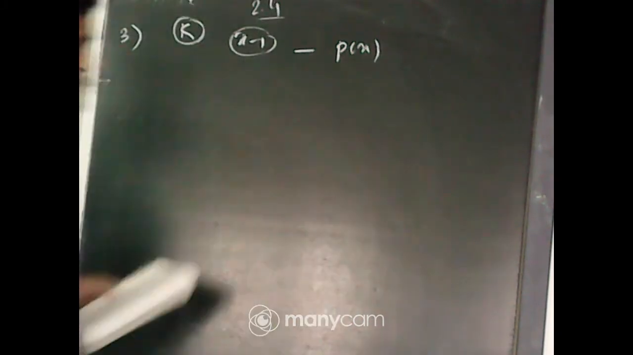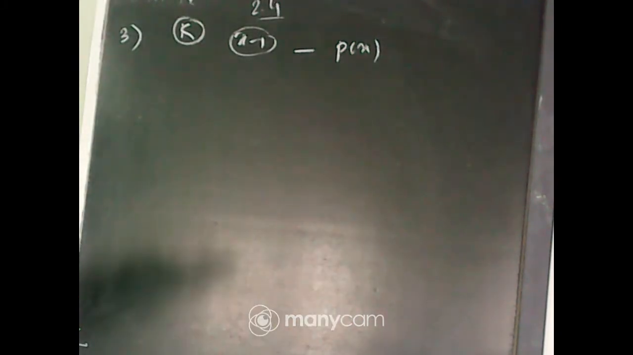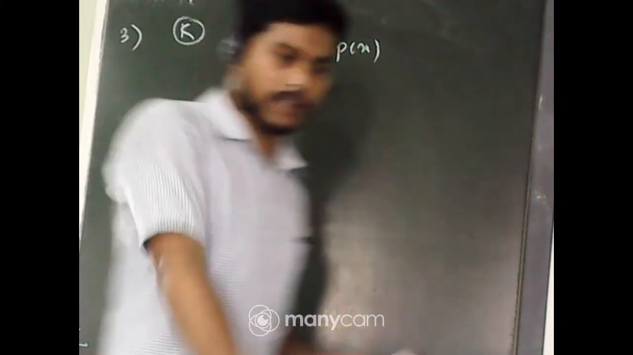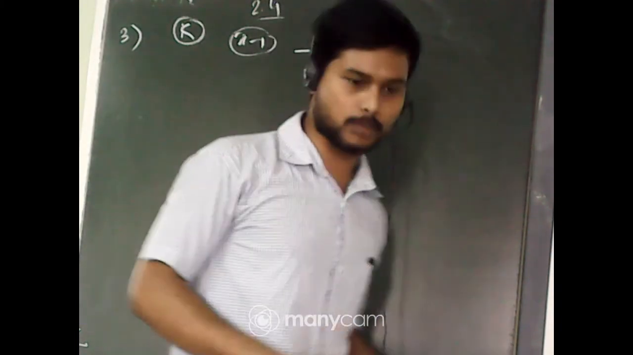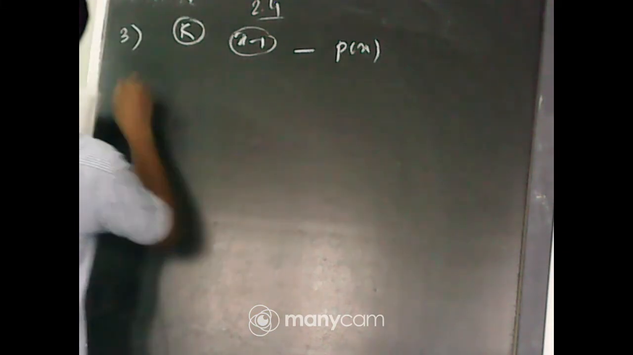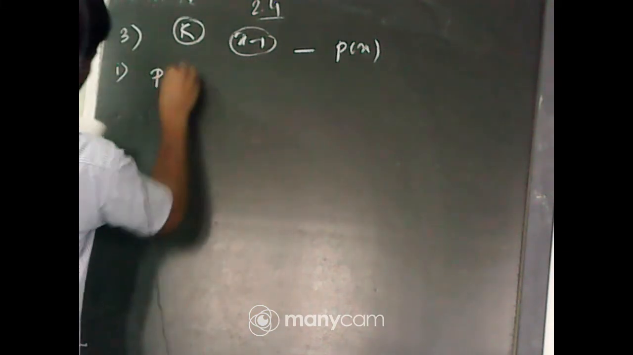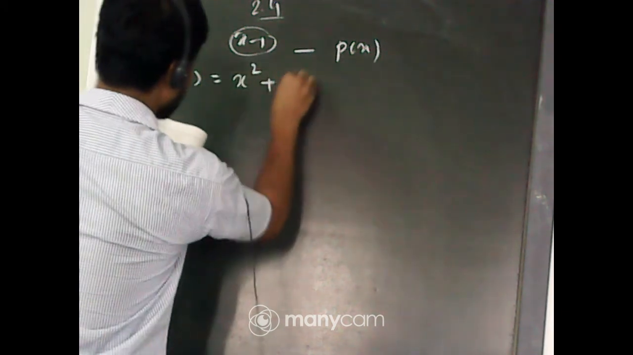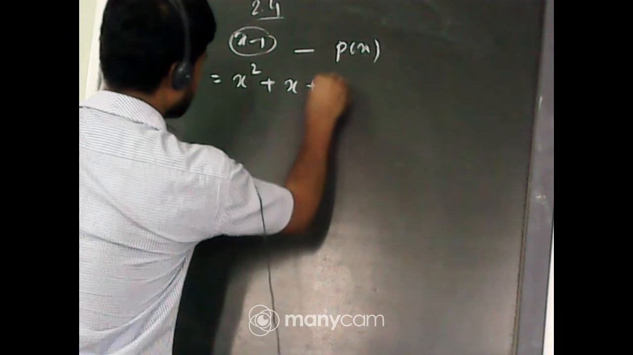It is given that x minus 1 is a factor of the polynomial. We have to find the k. So I am solving the first question. So p of x is equal to x square plus x plus k.